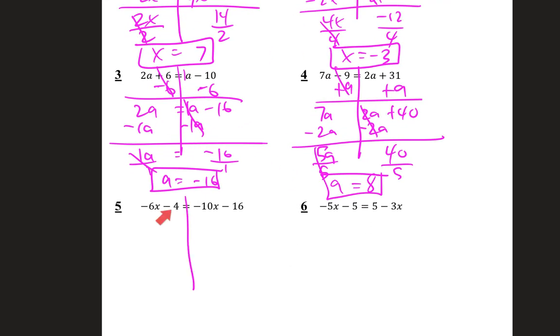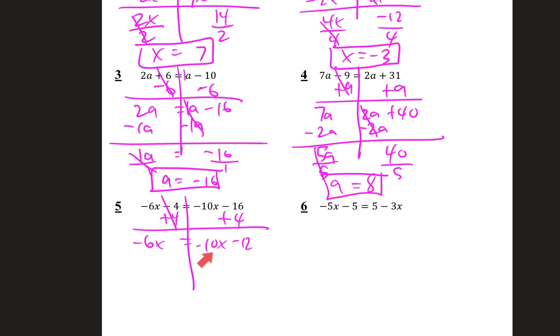Step number 1, we're going to move that constant to the right. Opposite of negative 4 is positive 4. Going to add 4 there, making sure I put it underneath the numbers column. Going from left to right, I'm just going to bring down my negative 6x. Those cancel out. I'm going to bring down my negative 10x. Negative 16 plus the 4 gives us negative 12.